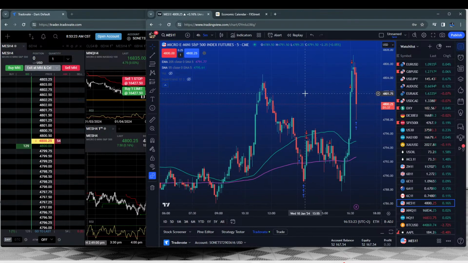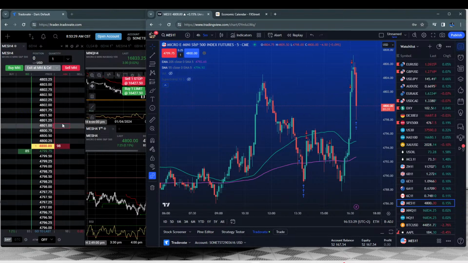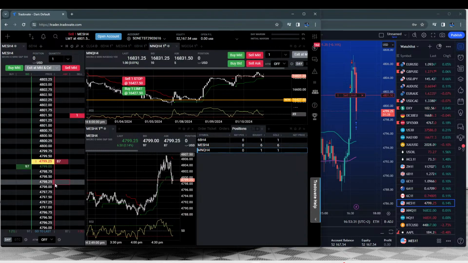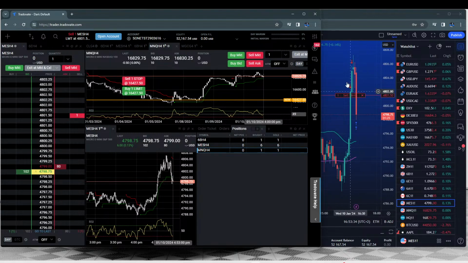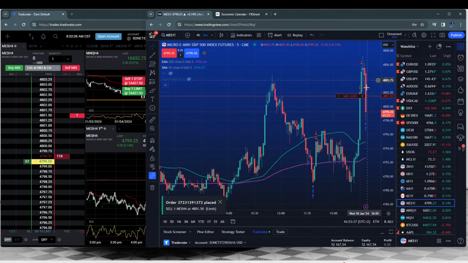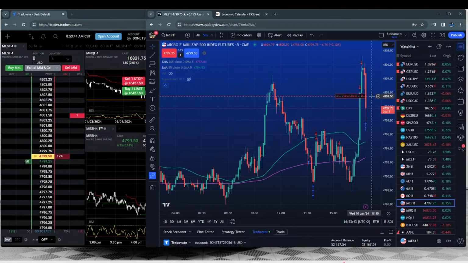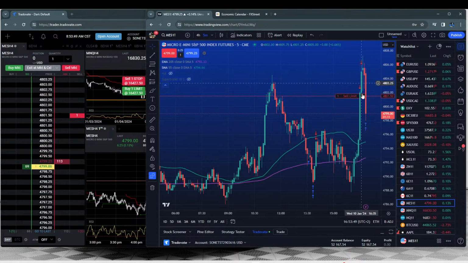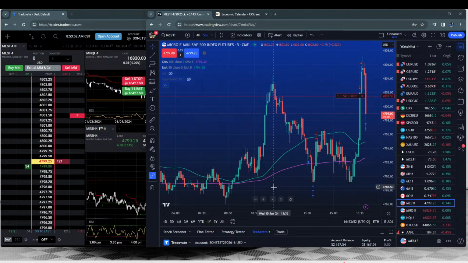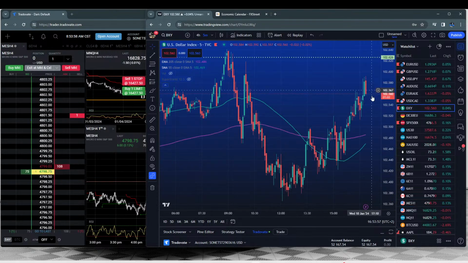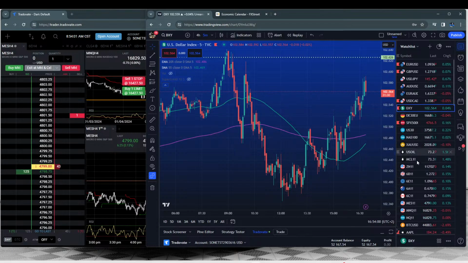Okay, here we have the reaction as I was expecting. 41.5 will be a good point to re-enter, I think, if we go up there. It's almost half of this big red candle, and usually we get a retrace of those big candles until 40-50% of the candle's range. Also dollar is having a move, a correction lower. Maybe this helps us getting filled.